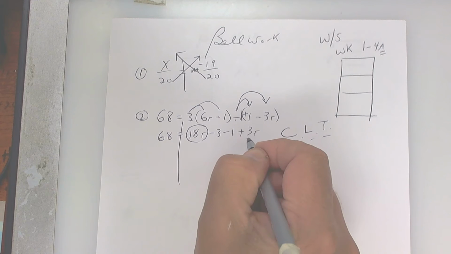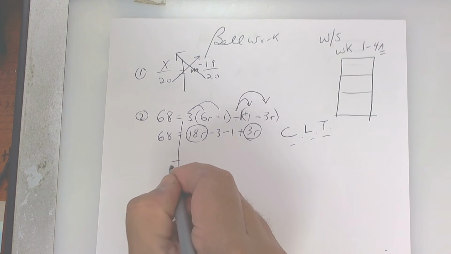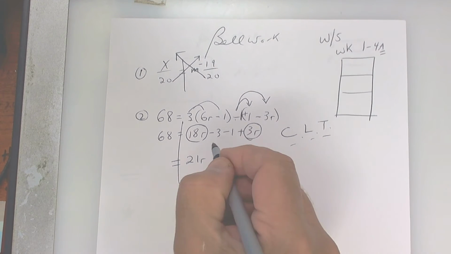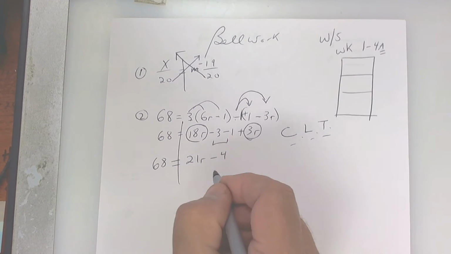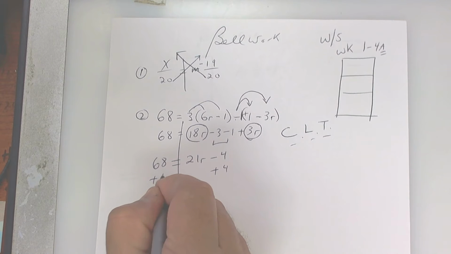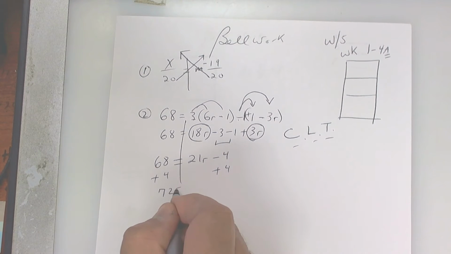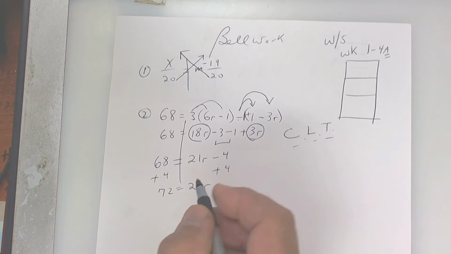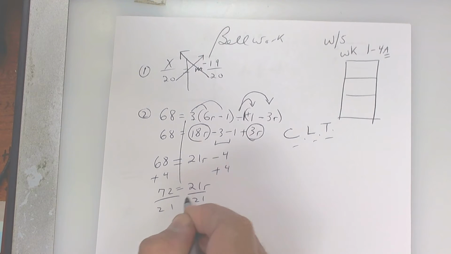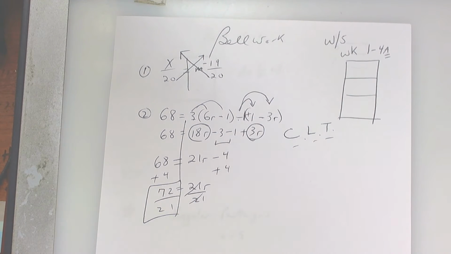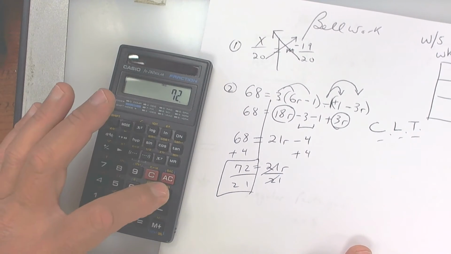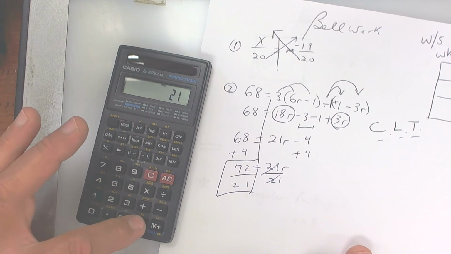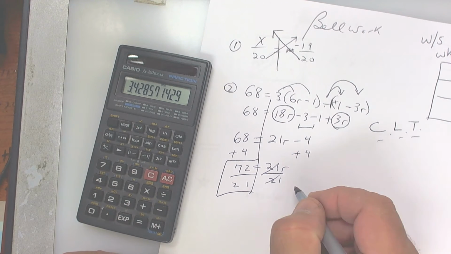This one and this one gives me 21r. This one and this one gives me a negative 4. So I'm going to add 4 to both sides, and that's going to give me 72 is equal to 21r. And then I'm going to divide by 21, and I'm going to leave my answer like that. Or you can take your calculator. 72 divided by 21, I get 3.4.